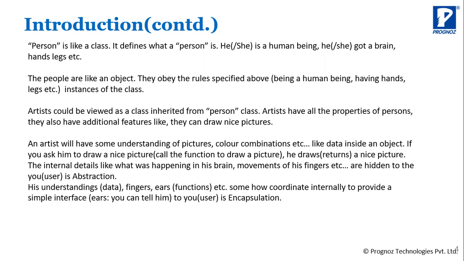a nice picture. Now you are one person, and I am also one person, but I am a teacher. You are the student. Whenever I am a teacher, I have some additional properties compared to you. I can teach. That is the additional feature with me, which is not with you. That is the difference between different classes whenever we create them.